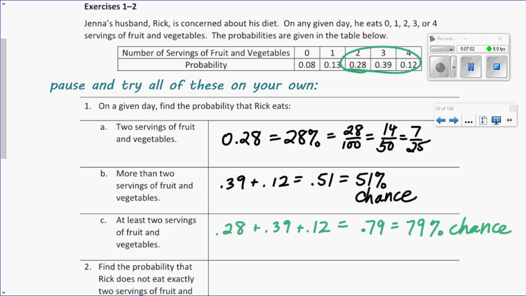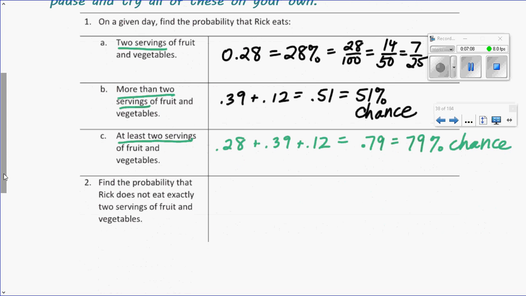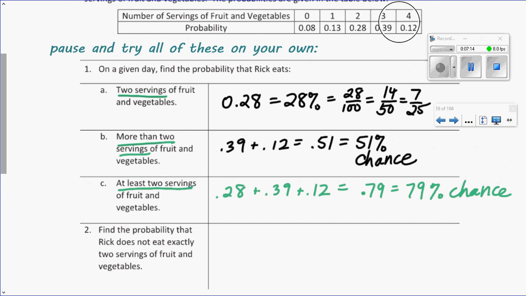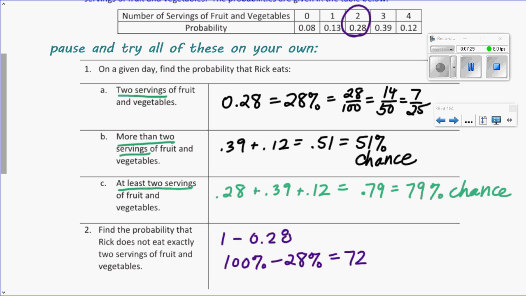Underline those phrases: at least 2 servings, more than 2 servings, and this one was exactly 2 servings. Okay, what's the probability that he does not eat 2 servings? So that would be everything except for 0.28. I really think the easier way here is to subtract 0.28 from 1 or take 28% away from 100%. Maybe that one makes more sense. And that would leave you with 72%.